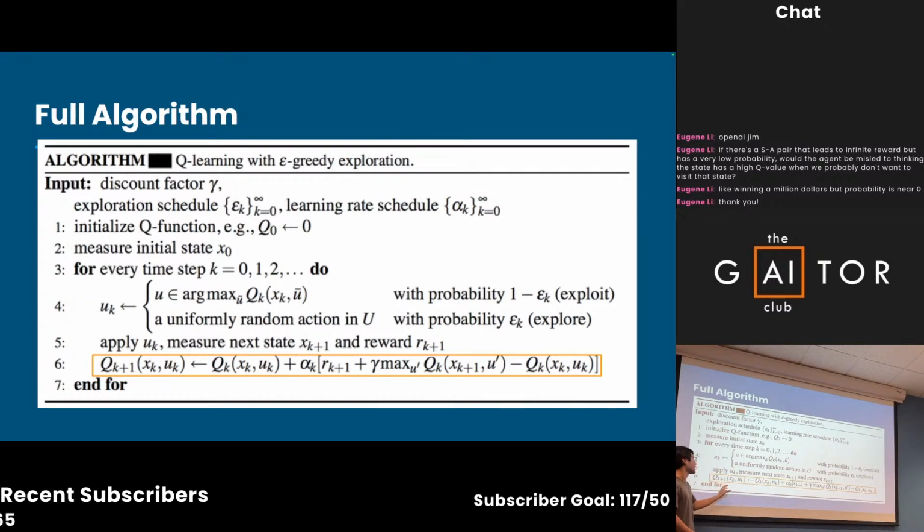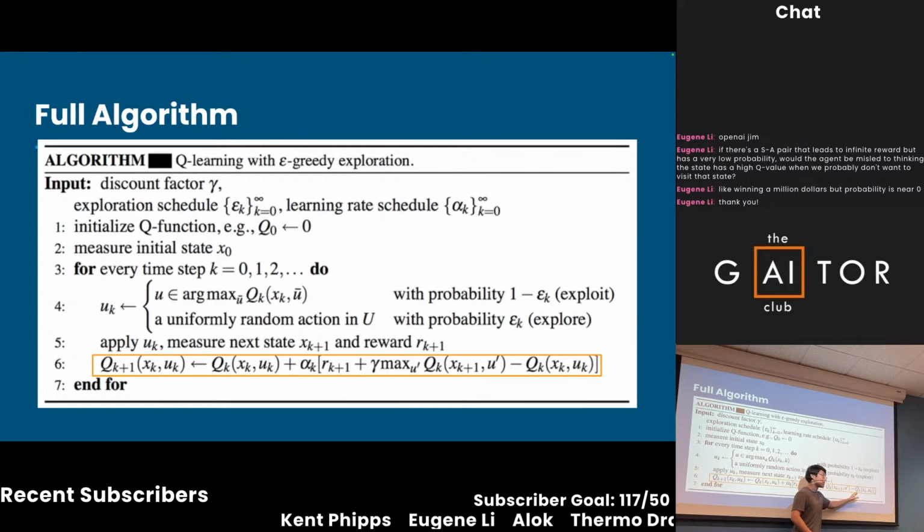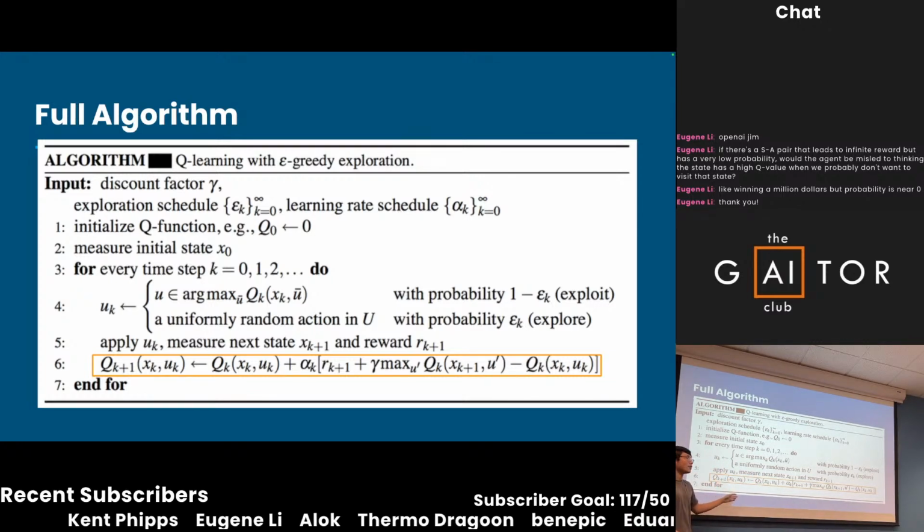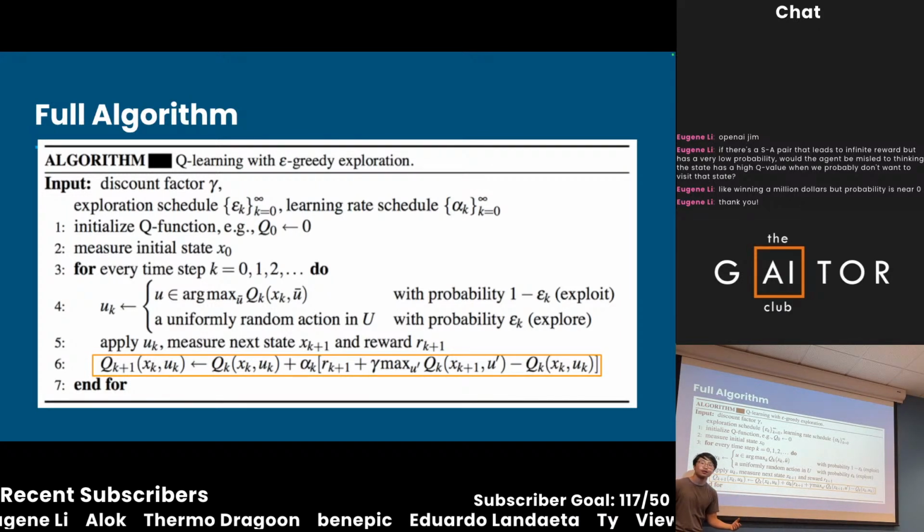So we're going to add the previous Q value plus alpha, our learning rate, times the reward at that time step, plus the discounted maximum Q value at the next time step, subtracted by our current Q value at the time step. And so this is the temporal difference. This is how we recursively update the Q value in the Bellman update. And by repeating this until convergence, we get an optimal policy.